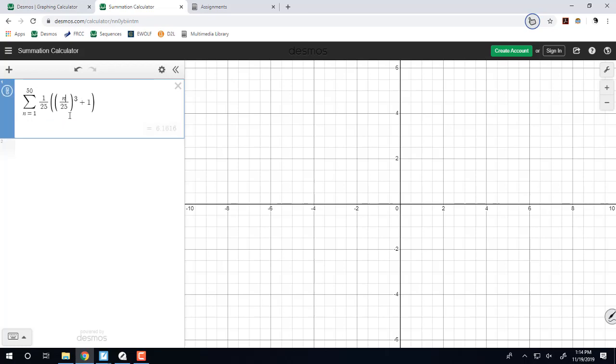So we're going to sum this up, and again, this 1 over 25 can be out in front of the summation. So there's our delta x. Make sure it knows that we're multiplying this. Okay, so we're summing k cubed over 25 quantity cubed there, plus 1. And so we'll just have the calculator tell us what that is. It's 6.1616.